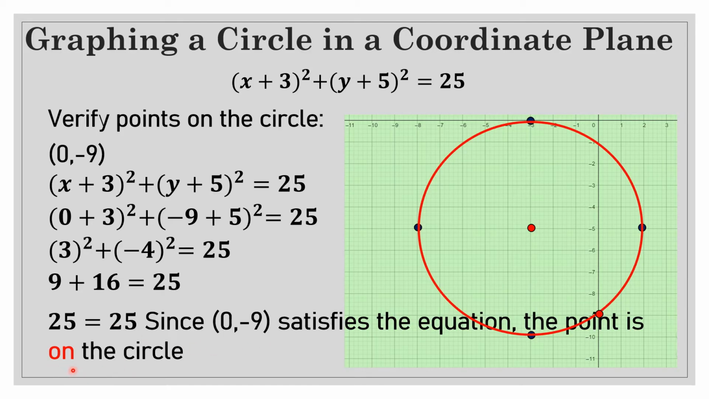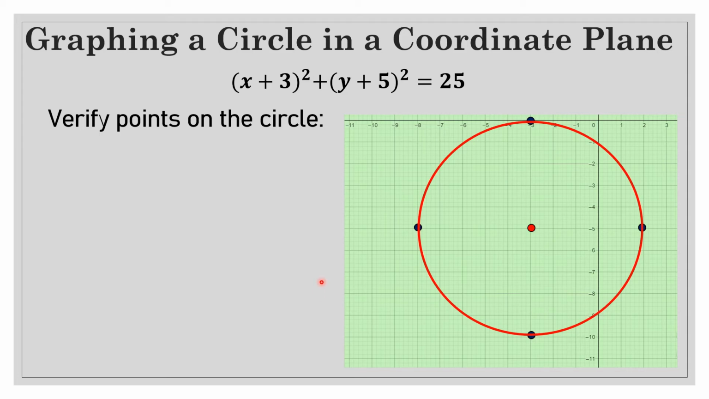Kapag naging less than 25 yan, it's inside the circle. Pag greater than 25 yan, it's outside the circle. Pero since equal to 25, it's on the circle. Ito yung (0, -9). So, nasa on the circle siya.